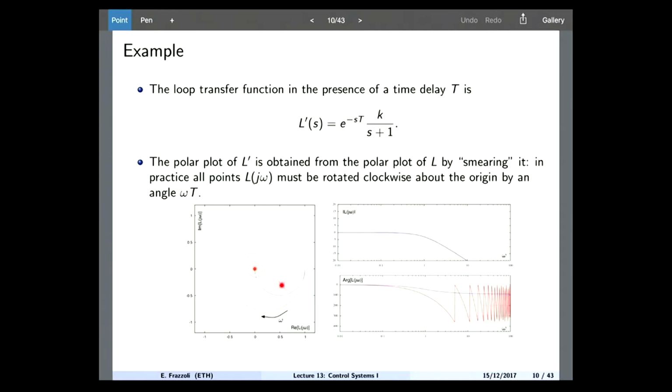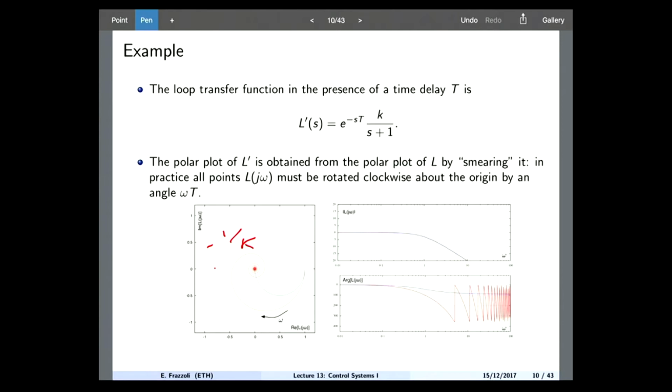So think of where the -1 over k point is. Now, writing with my finger is even worse than writing with a pen. Okay, so what do you think will happen? Will I be stable for all values of k?